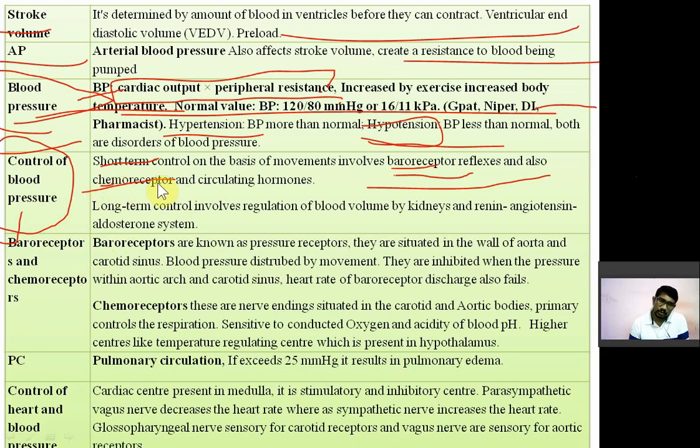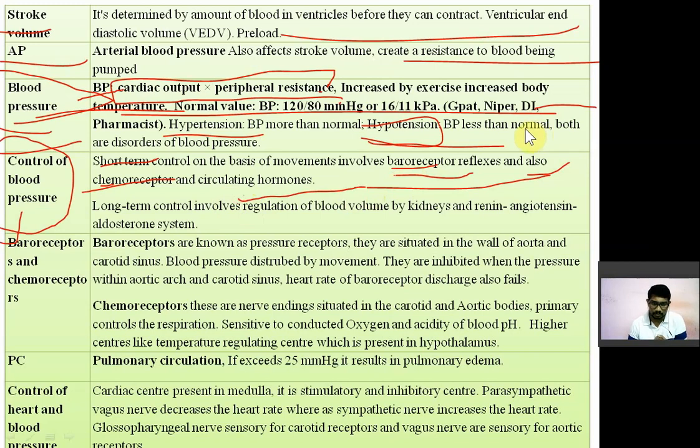आपके ब्लड में कार्बन डाइऑक्साइड लेवल बढ़ गया या ऑक्सीजन लेवल, कार्बन डाइऑक्साइड लेवल, उसको मॉनिटर करने वाले केमो रिसेप्टर होते हैं. बैरो रिसेप्टर क्या होते हैं? प्रेशर रिसेप्टर होते हैं. And circulating hormones also. Baroreceptors, chemoreceptors, circulating hormones, they will control your blood pressure for the short term.